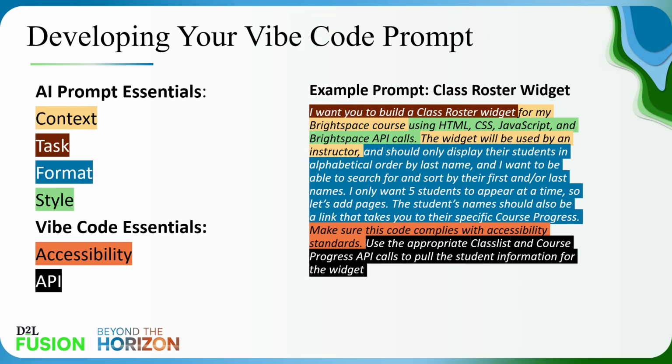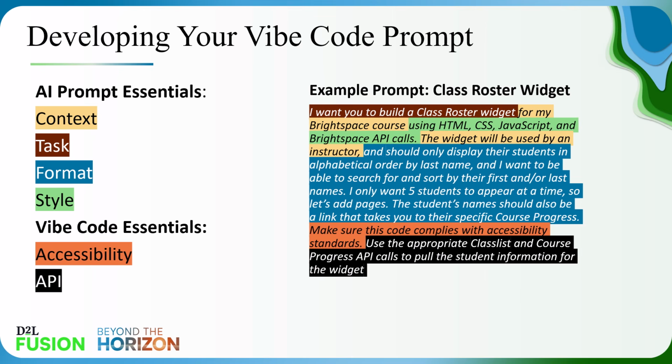Context, which is what an AI needs to understand the task. Task, what you want the AI to do. Format, how you want things to look. And style, which is what the AI should use to build what you're looking for. I've also included 2 more essentials that I have found necessary when vibe coding widgets. The first is accessibility, which is ensuring the AI follows accessibility standards, as that's not always the first thing on its mind when it's building this out for you.